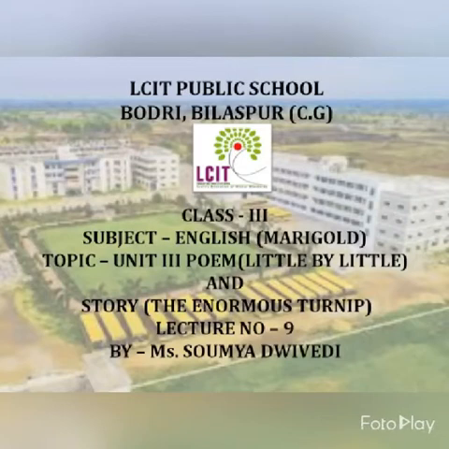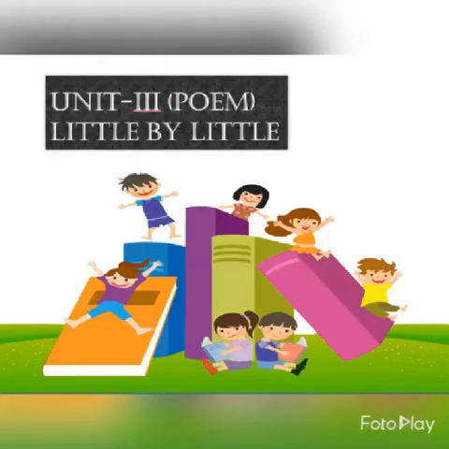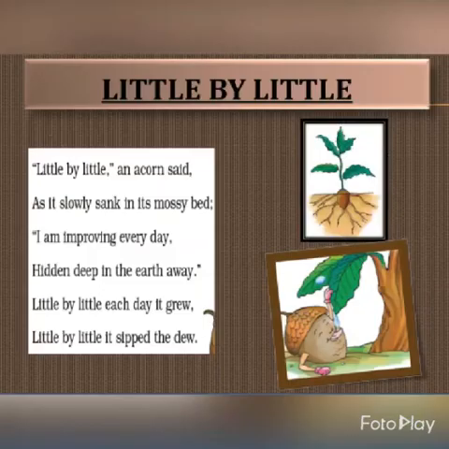And today we are going to learn Unit 3 from your Marigold book, and your first topic is a poem, Little by Little, followed by a story, The Enormous Turnip. So let us proceed towards your first topic, which is a poem. And your first poem is Little by Little. Let us read the first paragraph of the poem.